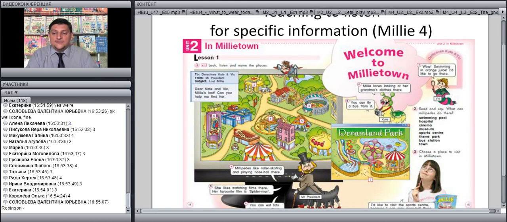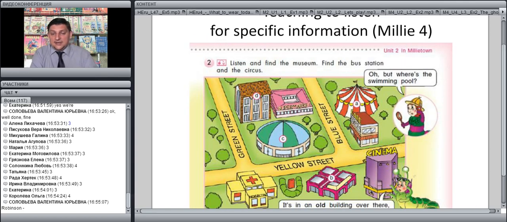One of the most typical situations in which we need to listen very attentively and where we come very close to listening for detail is when we are given directions how to get to a certain place. So for example, here is an exercise from Millie grade 4. We talk about Millie Town and we talk about different buildings there and how to get there. Let's take a look at one of these exercises and let's listen to it. If you look at the task, it says listen and find the museum, find the bus station and the circus. So the story is not very long, but you need to write down or rather to find 3 places.